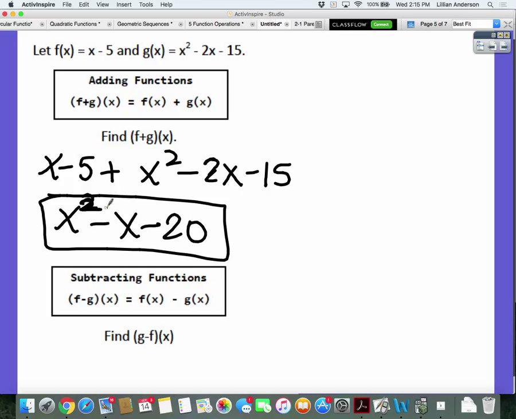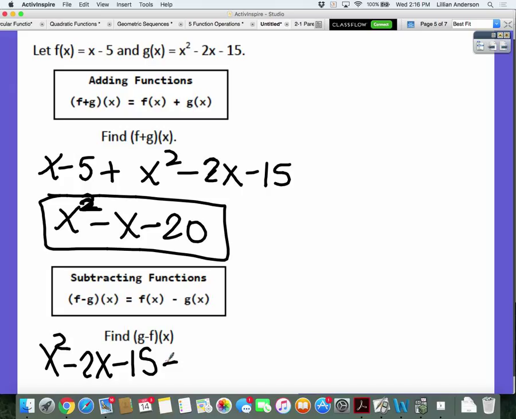Just make sure you combine your like terms correctly. Do not do negative 5 minus negative 15 and put negative 10 or something, okay? So be careful with your signs. Double check. Subtracting. You are subtracting two functions, but be careful. Look at this. This says g minus f. So that means your g function is going to be first, and then you're going to subtract your f function.